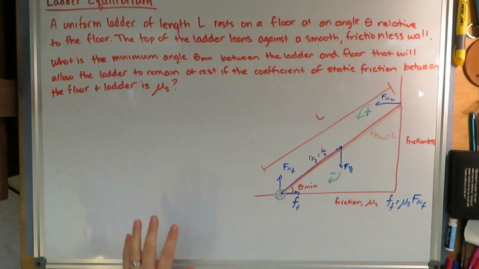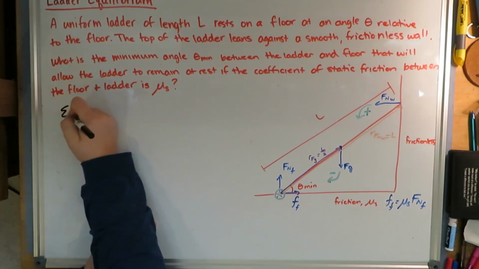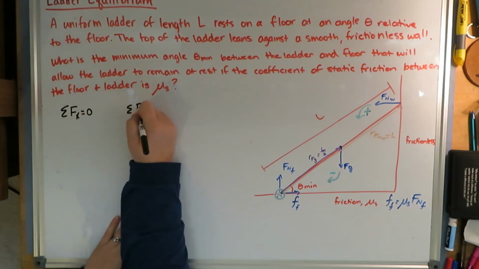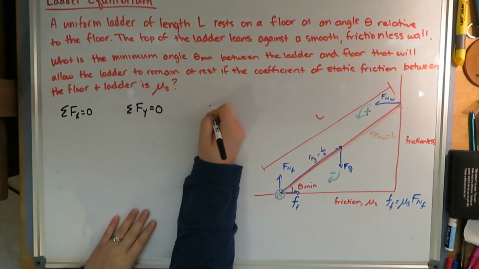So once we have identified our forces, identified our axis of rotation, identified which forces cause torque, and the lever arms associated with them, then we can write out the conditions for equilibrium. And this is where I would start every problem. So I would define that my net force in the x direction has to equal 0, my net force in the y direction has to equal 0, and my net torque has to equal 0.